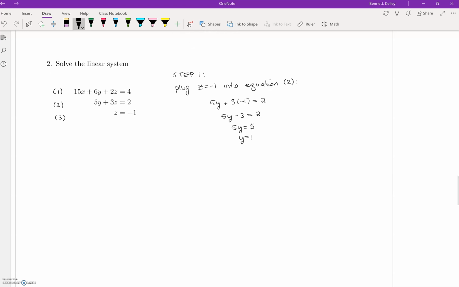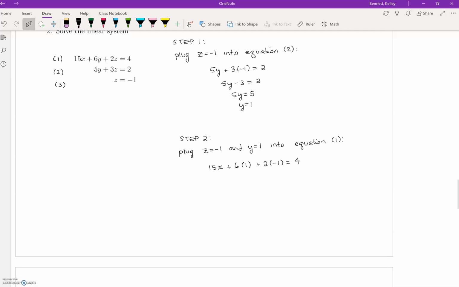And then the second step, as we did in the previous example, we're going to plug z equals negative 1 and y equals positive 1 into equation number 1. So equation 1 says 15x plus 6y, which we know is 1, plus 2 times z, which we know is negative 1. That all needs to equal 4.